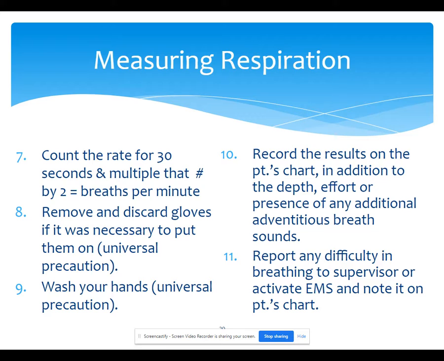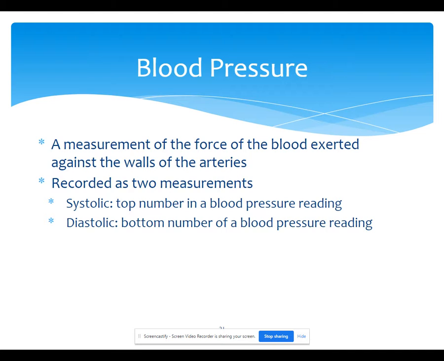You're going to count for 30 seconds and multiply it by 2, just like the pulse. And then remove the gloves, wash your hands, record the results and any type of description. And then also report it if necessary if there's difficulties.